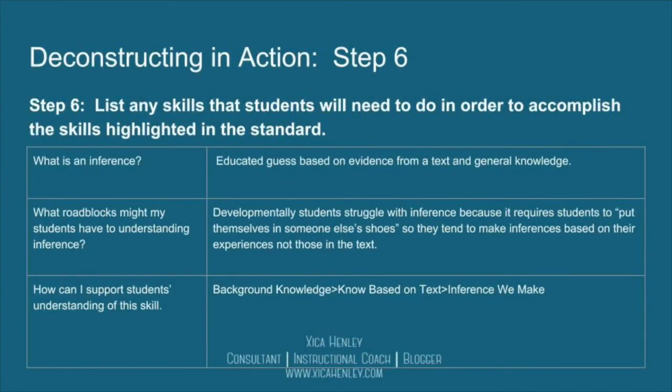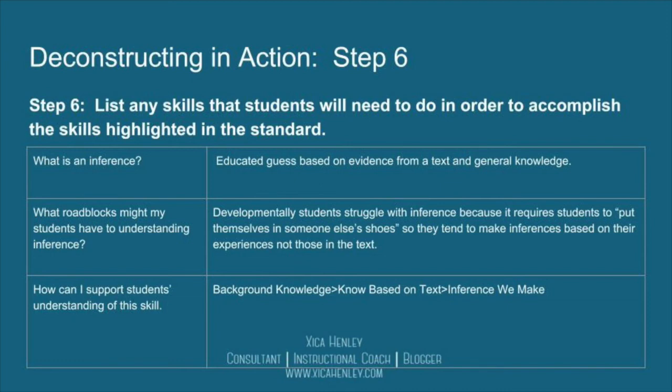Now that you've identified the skills with which your students are comfortable and with which your students are not comfortable, you can move on to step number 6, which is listing any skills that students will need to do in order to accomplish the skills highlighted in that standard. So for my example, I realized that my students had not been exposed to inference.